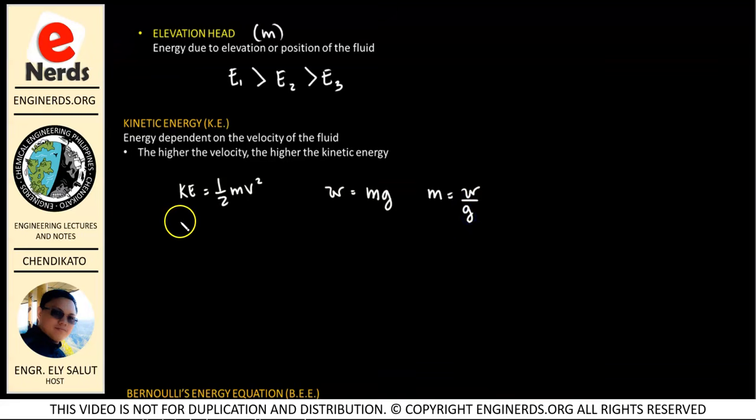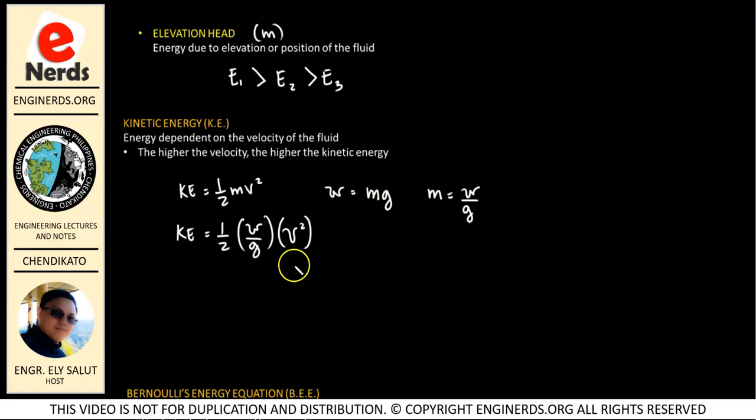So substitute natin yan dito. So we have kinetic energy is equal to 1/2 times weight over acceleration due to gravity times velocity squared, no? Okay. So sabi natin kanina, when we are using Bernoulli's energy equation, we are not just getting energy, we are getting energy per unit weight.